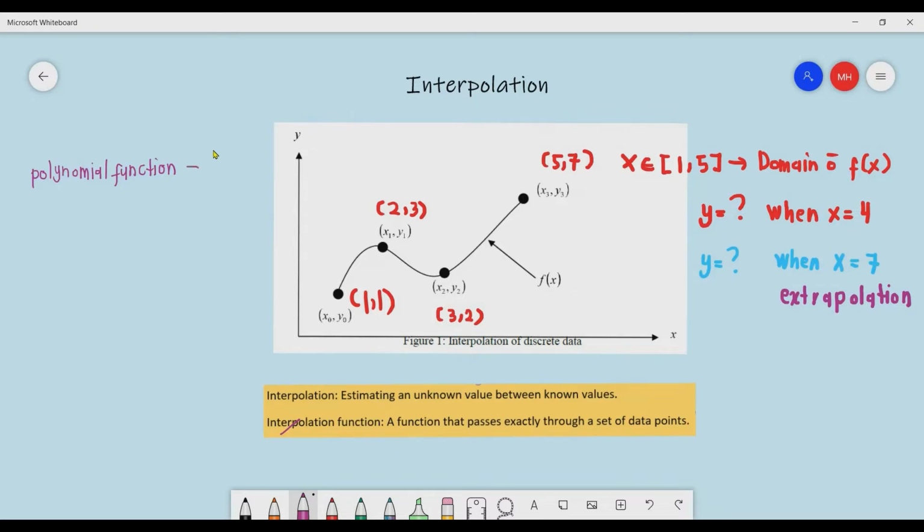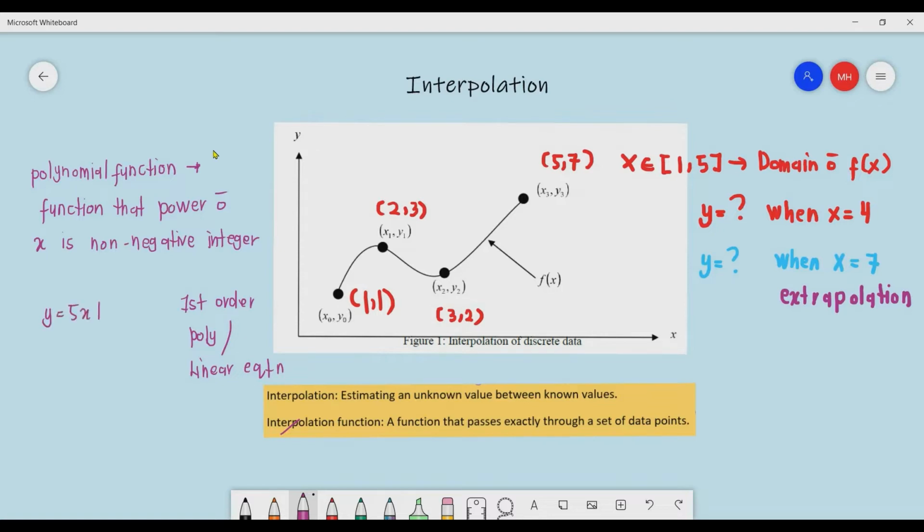Just to recap, what is the polynomial function? A function where the power of x is a non-negative integer. For example, first order polynomial, also known as a linear function or equation. For example, we have y equals 5x plus 7. You can see here, x is power of 1. This is known as a first order polynomial.